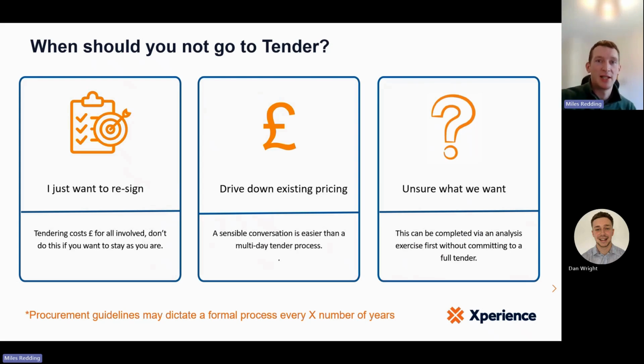We'll come on to some of the analysis that's needed ahead of a typical tender process, but those are the 3 reasons why I would recommend consideration or stopping to take note as to why we want to do this process. And I've touched on at the bottom, some organizations just have to go to tender every few years as part of their regulation and procurement guidelines in place.